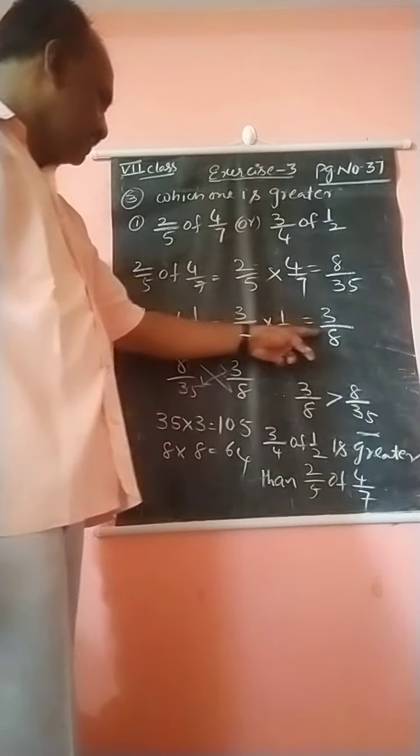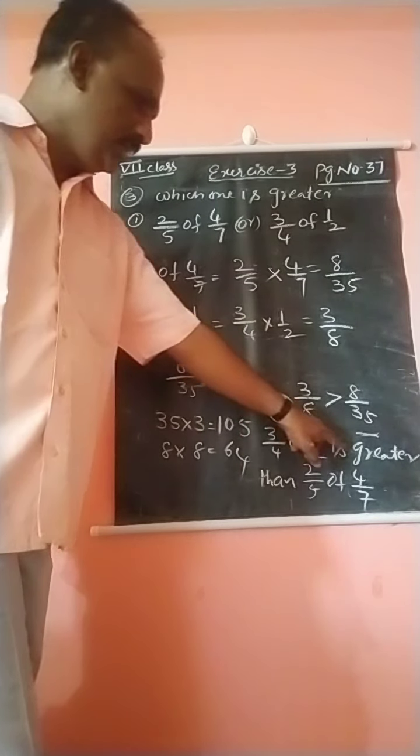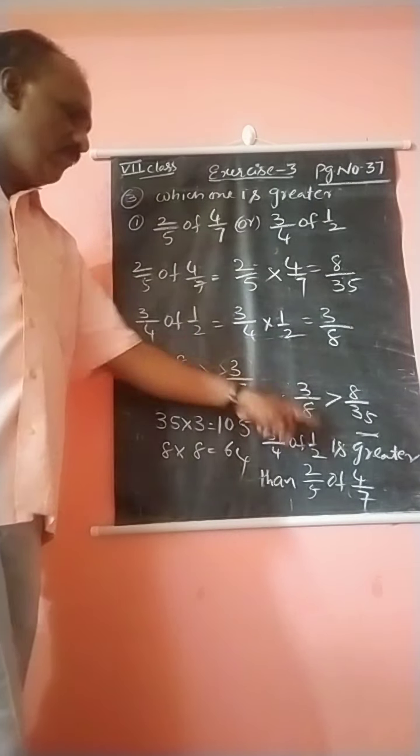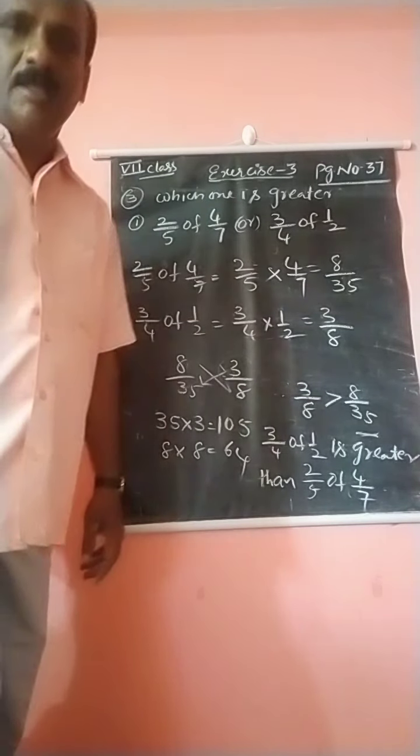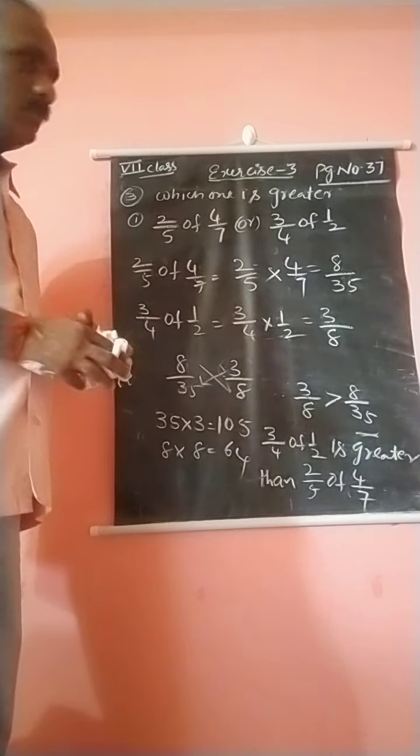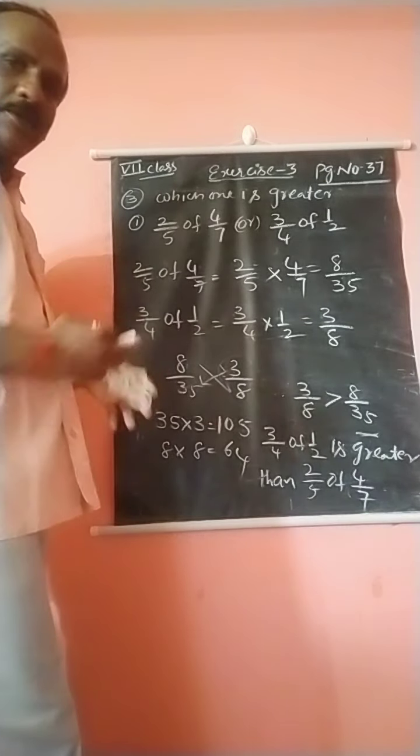3 by 8 means what problem? 3 by 4 of 1 by 2. So 3 by 4 of 1 by 2 is greater than 8 by 35, and 8 by 35 means 2 by 5 of 4 by 7. Like this method. Okay children, you can do the next problem as homework. I'll give that homework. Okay, you can copy it.